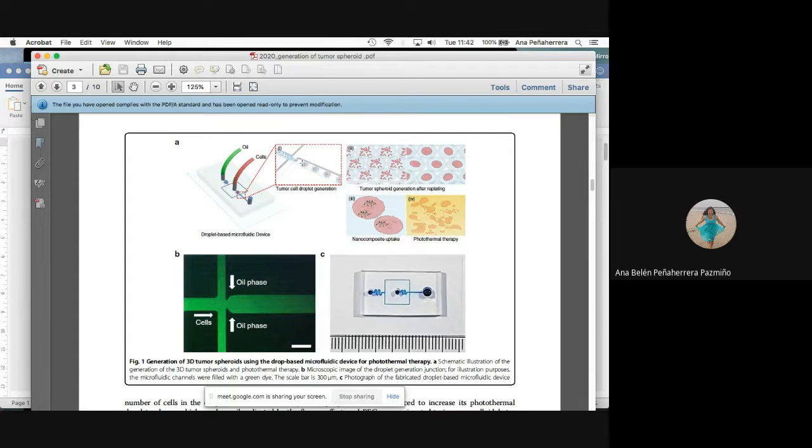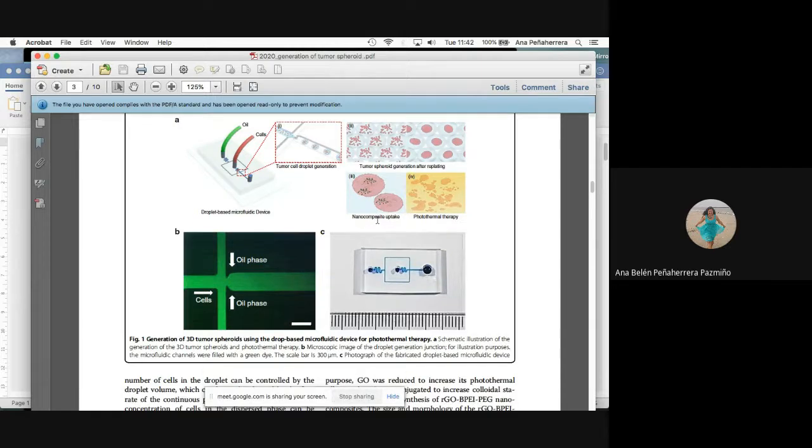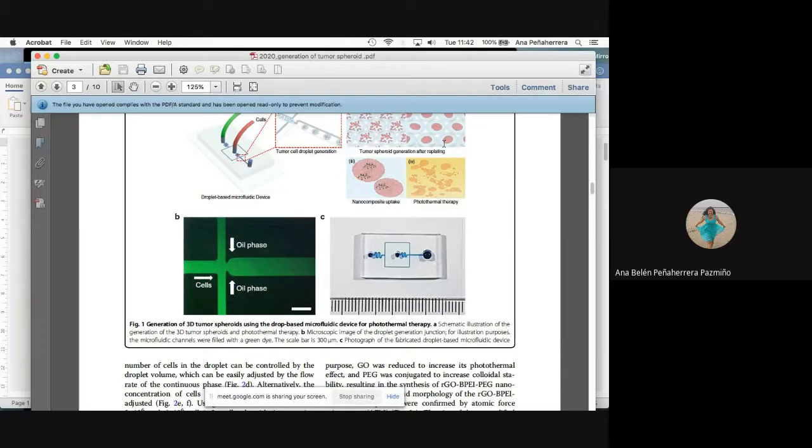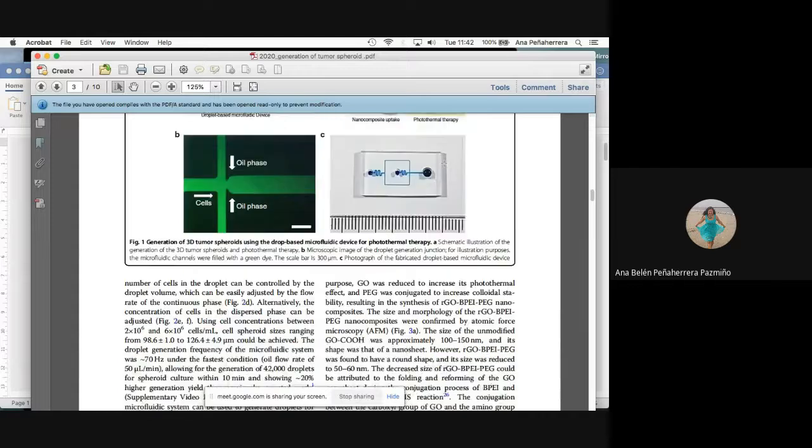Here you see in a zoom-in how the droplets are formed in this flow focusing device architecture. And they control the concentration of cells to be able to control the size of these spheroids. As you can see, the tumor spheroids are generated. And they also want to test the effect of these nanocomposites, which are going to be used as phototherapy, applied to these tumor cells from glioblastoma.